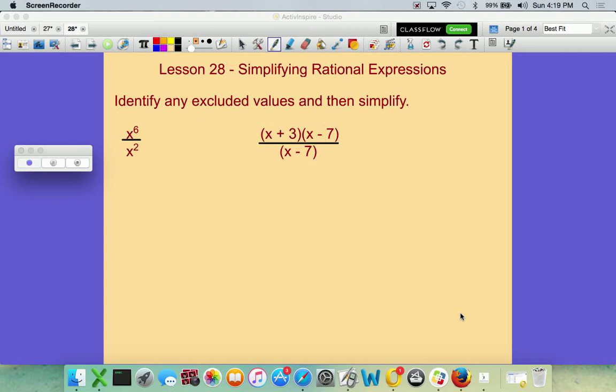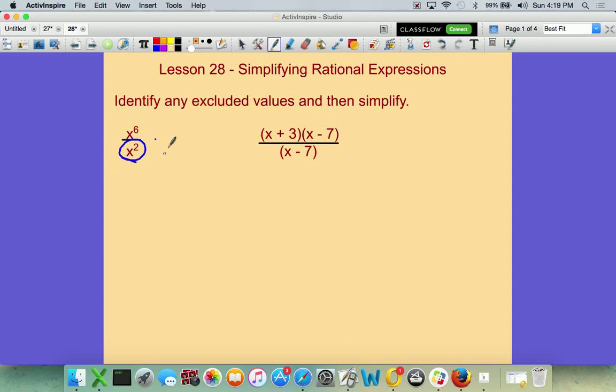But first, as it says, we need to find any excluded values. An excluded value is a number that will not make this true. Whenever you have a fraction, there is no way that you can ever divide by 0. So with this first one, to find our excluded value, our first step is to set the bottom equal to 0 and see what x cannot equal. We take the square root of both sides, so x cannot equal 0. That is our excluded value.